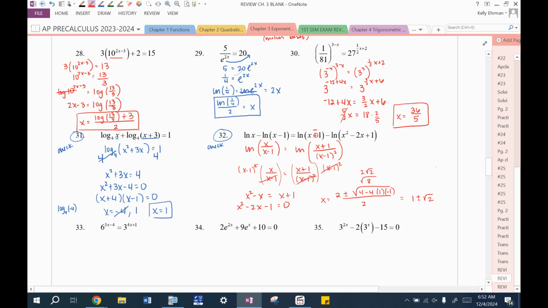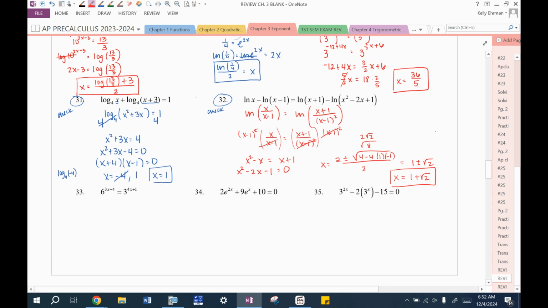Now, what about that? So remember, radical 2 is bigger than 1. So when you do 1 minus radical 2, that's not going to work because that's going to create a negative value in here. So it's actually only 1 plus radical 2. So I hope I didn't change it on yours because I really like that. I'm going to keep this as it is and then update my answer key.